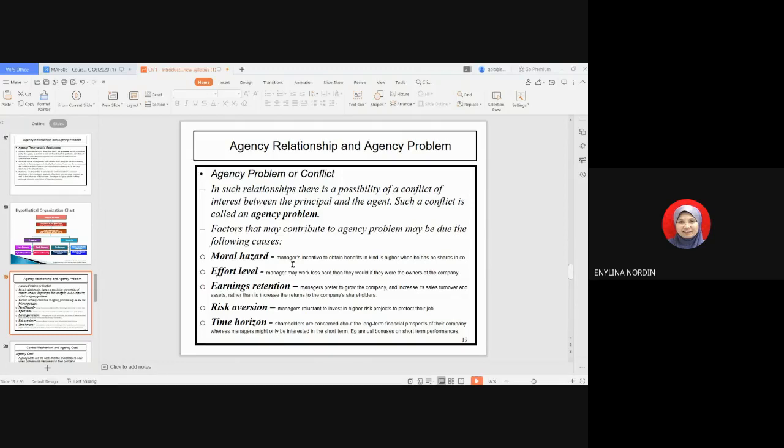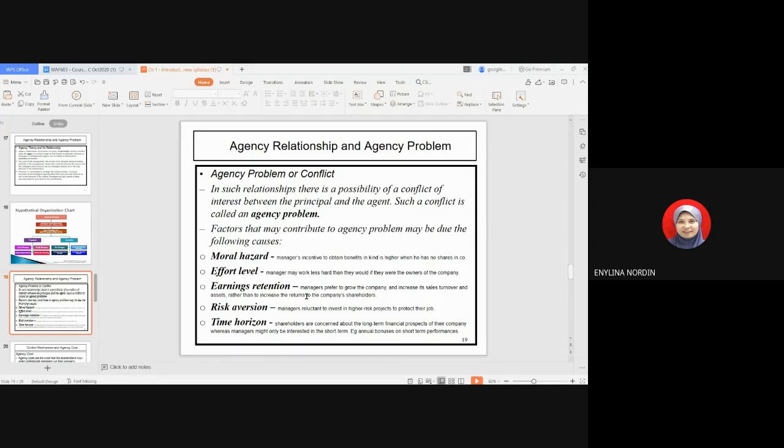And then the other one is effort level. It refers to where the managers and the shareholders are the same person. That means dialah fund provider, dialah owner of the company, dialah juga yang run the business, that is the manager. Jadi in that case, they will tend to become lazy or work less hard than they should for the company. That is why it creates agency problems.